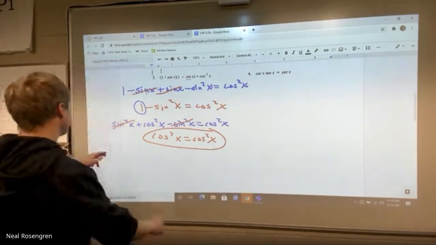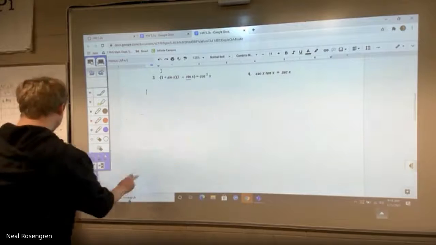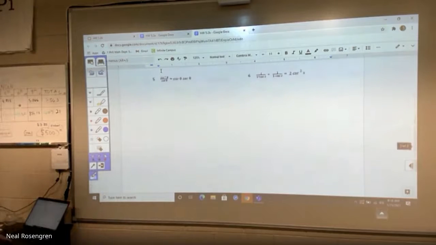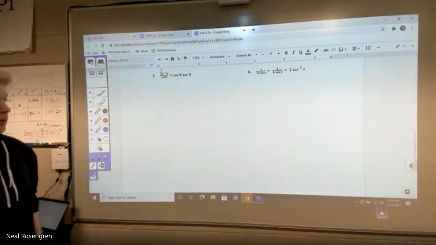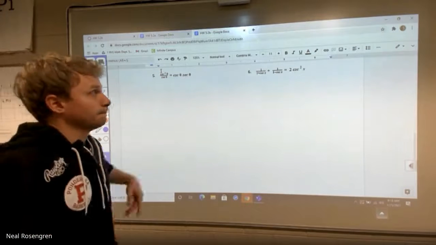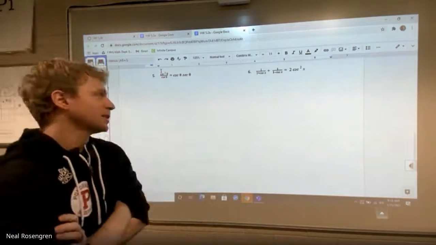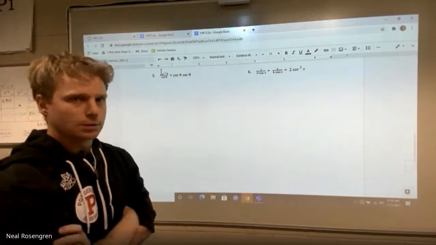All right, really cool. I'm going to get rid of this one. I want to talk about 6 next before we do 5. Take a look at 6. Left side, obviously the more complicated one. It's got fractions, and I've got to add them together.